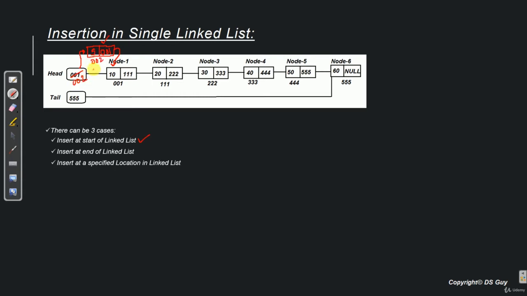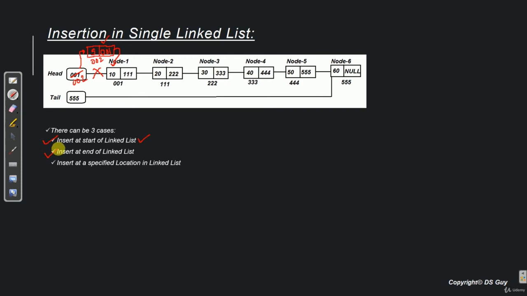So this will automatically disconnect the connection between head and node 1, and it will establish a connection between head and node 0. So that is all about how we can insert a new node at the start of a linked list. Now let's see how we can insert a new node at the end of a linked list.